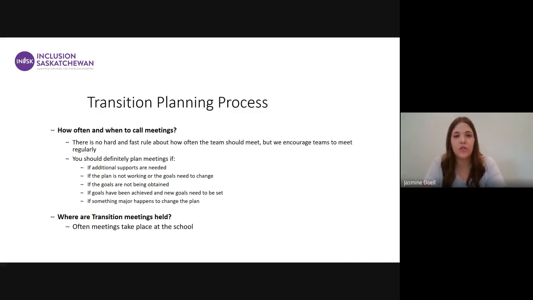And where is the transition meeting being held? So the transition meetings are often held at school, as the teacher is often planning with the student already. And then we just have an example of what a transition planning meeting agenda could look like.